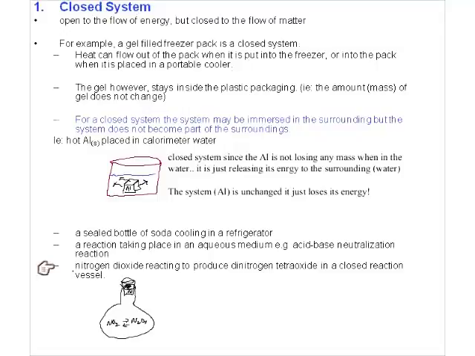And here's another one. This would be the reaction of NO2 to produce N2O4. In this case, we had to put a cover in here, because otherwise the gas would escape, and that would be a loss of matter, and then it would be an open system. By putting a plug in this one, it's essential that it's capped off because we don't want any of this to escape. There we go. So that's a closed system.